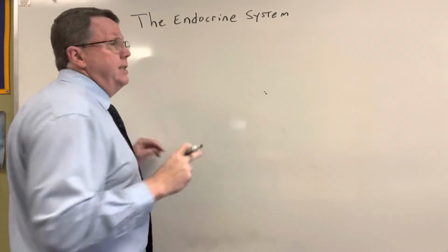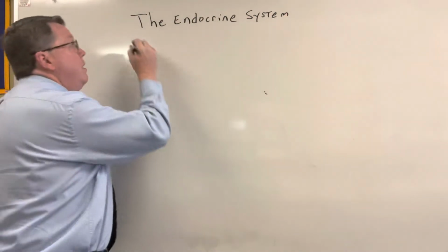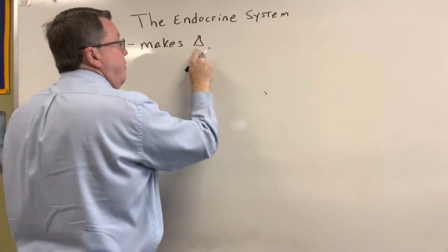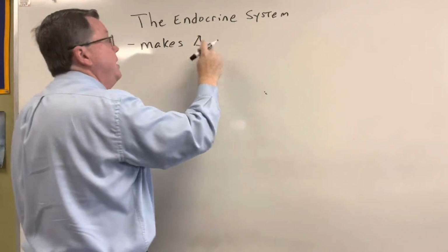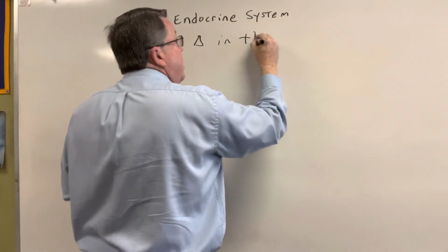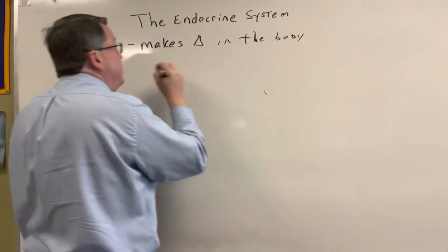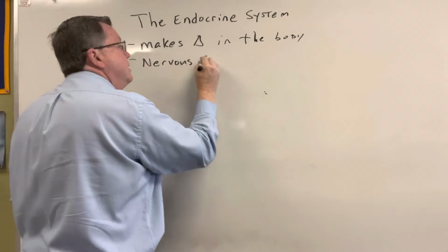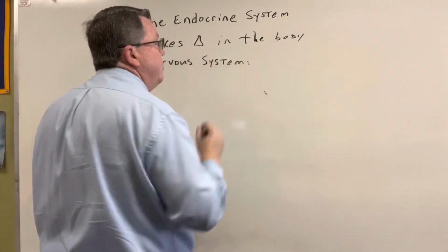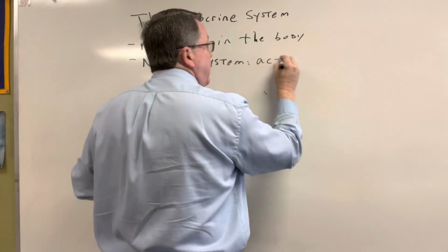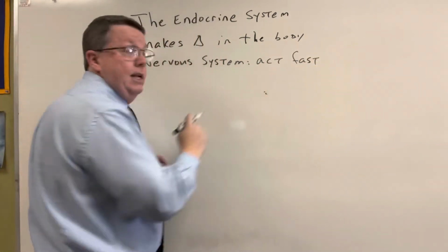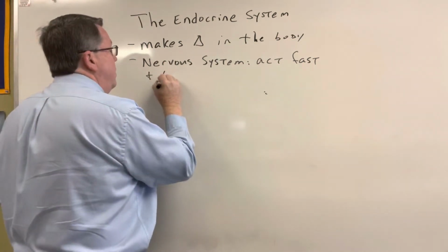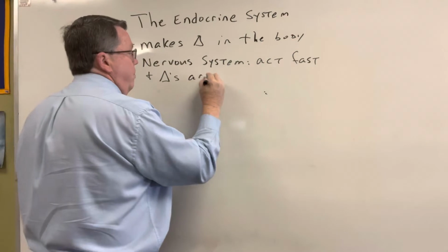So on the endocrine system, the first thing we're going to do is talk about what it does. What the endocrine system does is it makes changes in the body. Now remember, a triangle in science means change, so it makes changes in the body, right? There are basically two systems that do this. The nervous system does this, and when the nervous system makes changes in the body, it acts fast, usually within milliseconds, and the changes are short term.